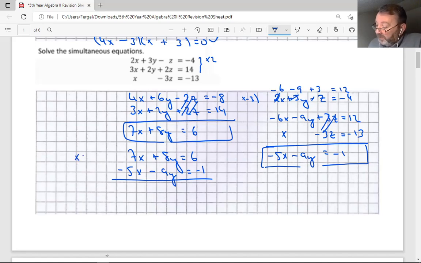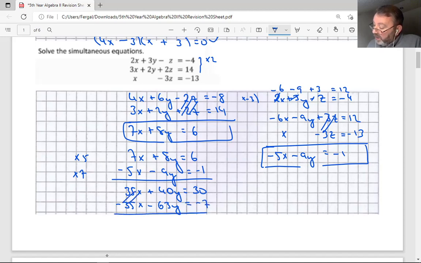I'm going to multiply that by 5, so it'll give me 35, and this one here by 7, so it'll give me minus 35. So that's going to give me 35x plus 40y is equal to 5 6s, 30. Multiply the bottom line by 7, gives you minus 35x. 7 9s are 63, minus 63y, and that's equal to 7. That's minus 7.